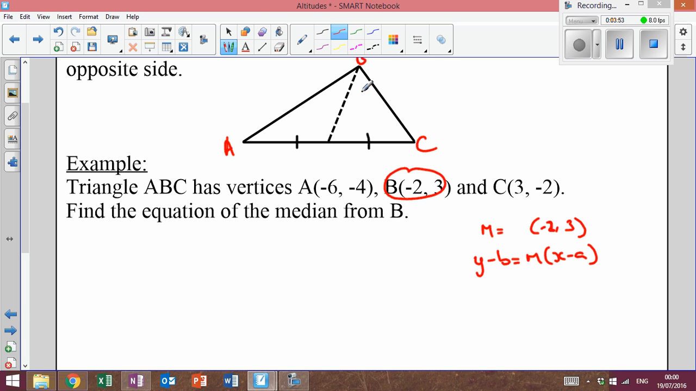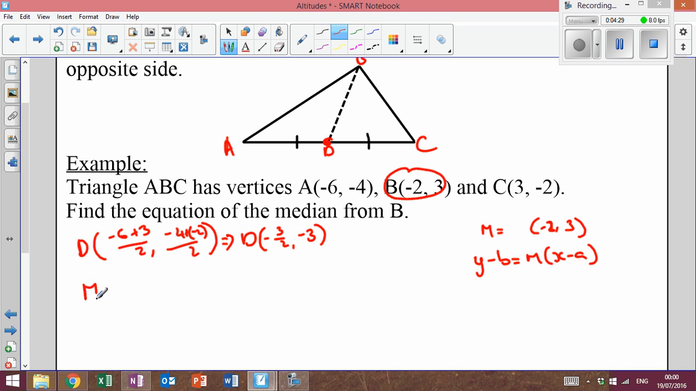And we need to find that gradient between B and let's call it D again. Now it's not a right angle, so the gradient of AC won't help us, but we can figure out what that point D is. So D is going to be halfway between the x coordinates of A and C, so negative 6 add 3 over 2. And it's going to be halfway between negative 4 and negative 2. So the point D is (-3/2, -3).